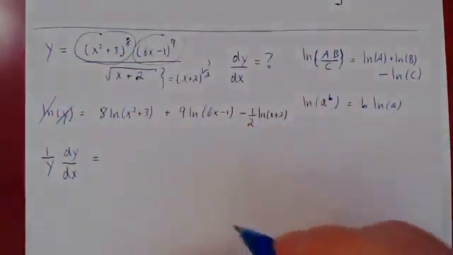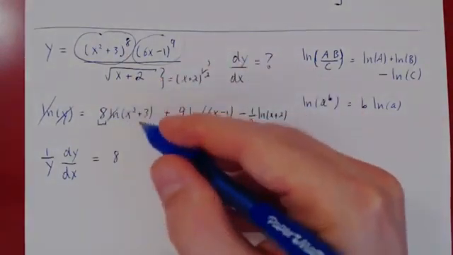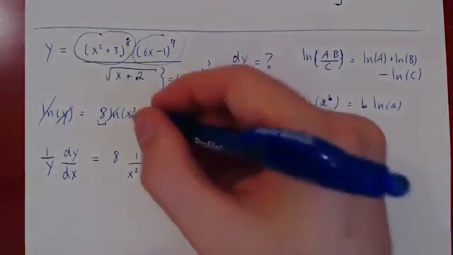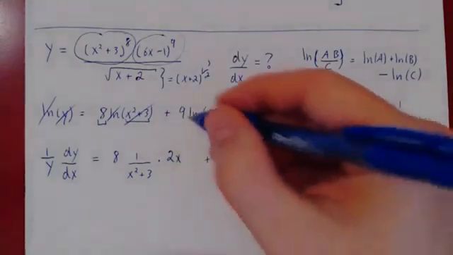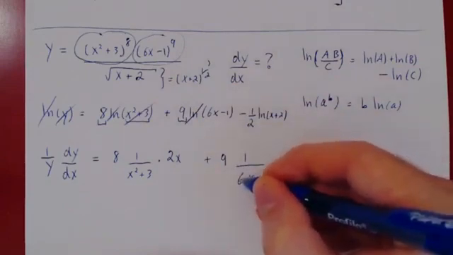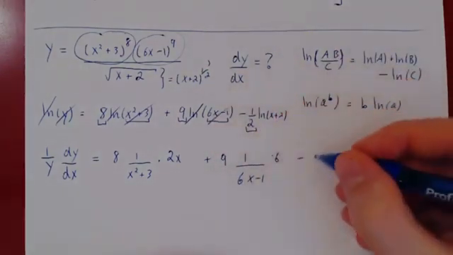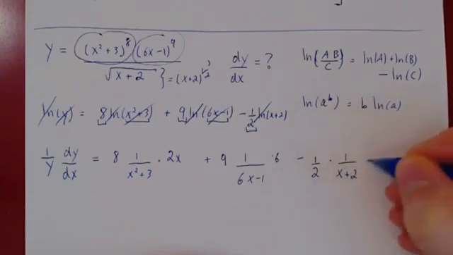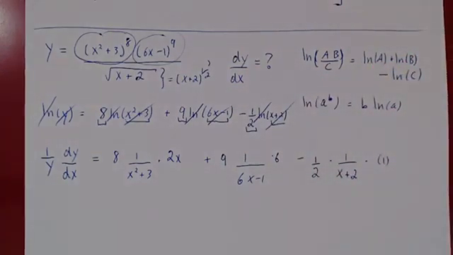And that's equal to 8, a constant multiple, so it just stays there, times the derivative of ln, which is 1 over what's inside, so 1 over x squared plus 3, chain rule, times the derivative of the leftover function. The derivative of x squared plus 3 is simply 2x. And we keep going, plus 9 is a constant multiple, so it stays there. The derivative of ln is 1 over what's inside, chain rule times the derivative of 6x minus 1, which is 6. Minus 1/2 is a constant multiple, it just stays there, times the derivative of ln, which is 1 over the argument, x plus 2, times, by the chain rule, the derivative of x plus 2, but that's just equal to 1. And we're done differentiating.